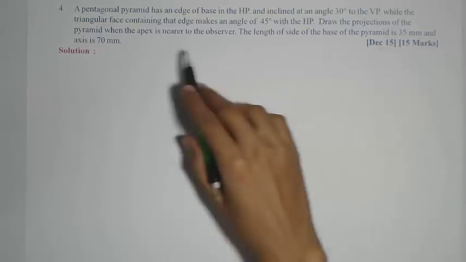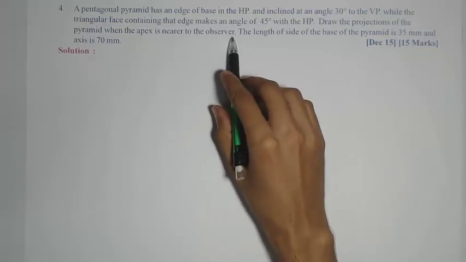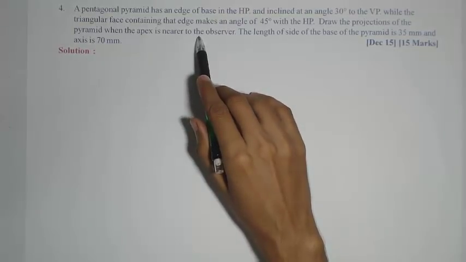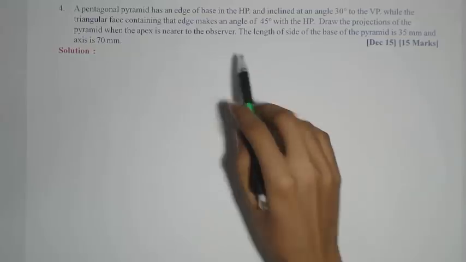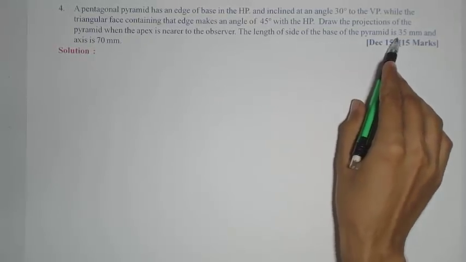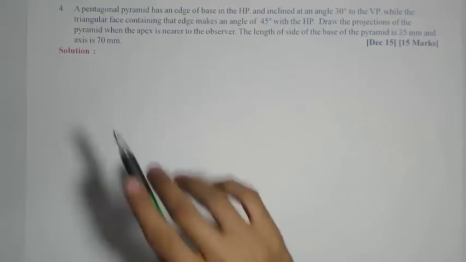So draw the projections of the pyramid when the apex is nearer to the observer. Now this has to be followed, apex is nearer to the observer in third stage. We will discuss when we reach third stage. The length of side of the base of pyramid is 35 mm and axis is 70 mm.